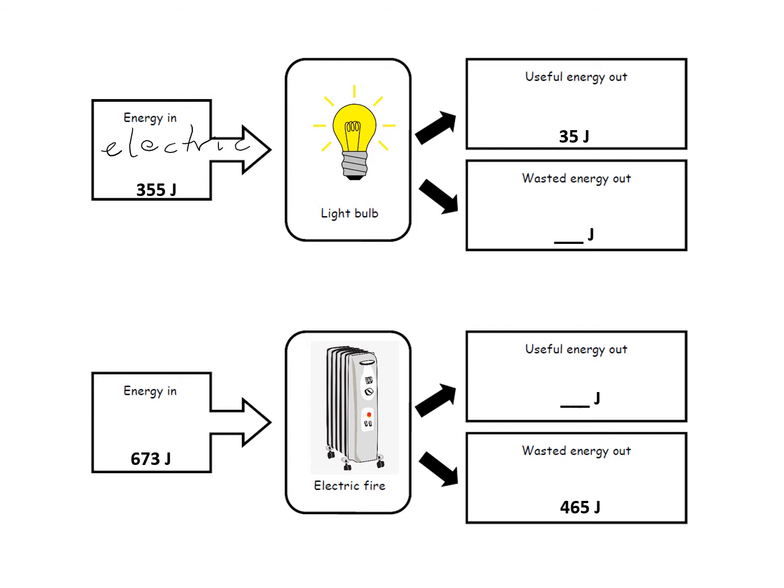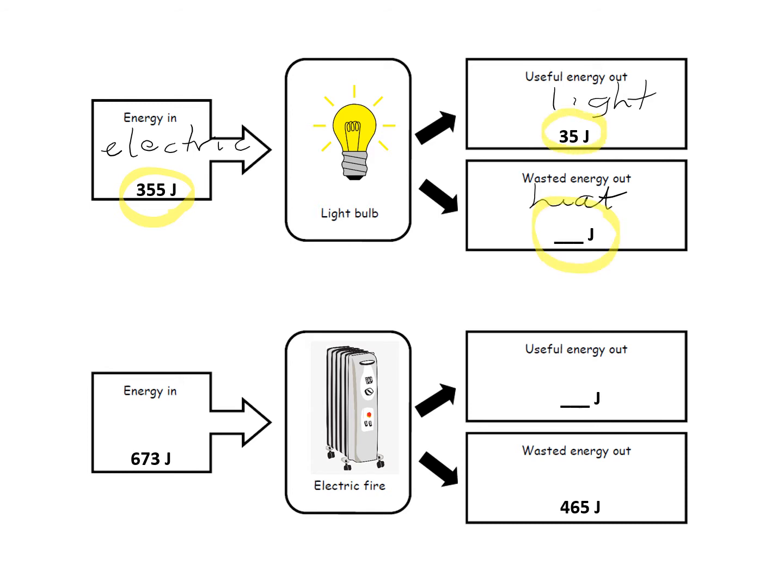Okay, electrical energy in. The useful energy out is light. The wasted energy out is heat. Sorry about my very poor writing. Now we've got a missing value here. So we know that 355 joules goes in. Okay, so we've got 355 going in, 35 useful.